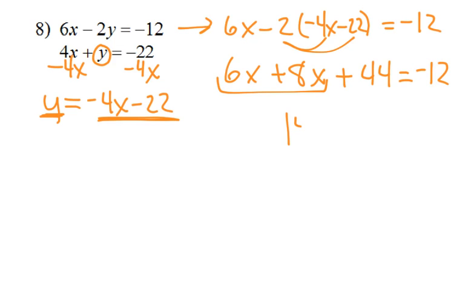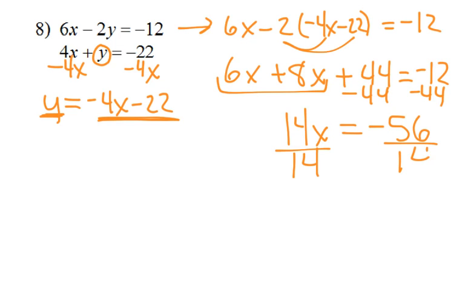That becomes 14x, subtract 44, and we get negative 56, divided by 14, and x equals, what is that, 4? 14 times 4, 56, yeah. So that would be negative 4. Okay, that's the third step.